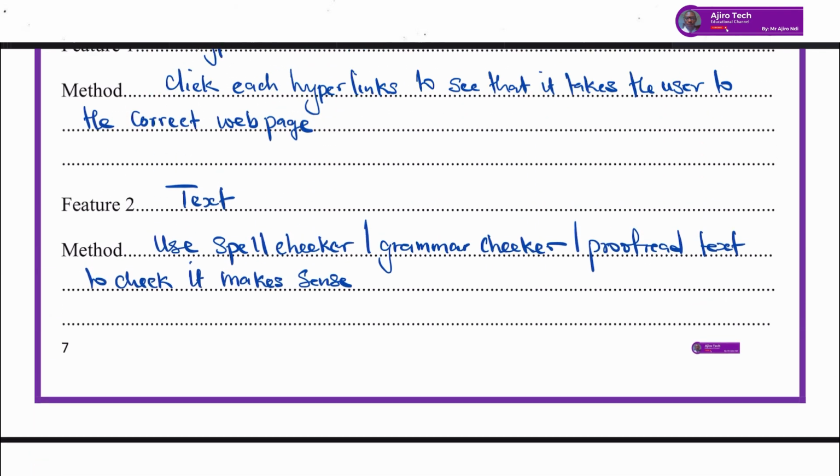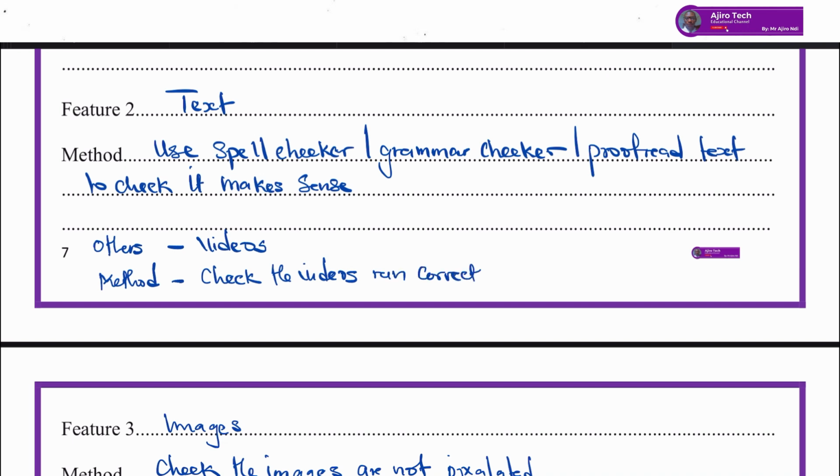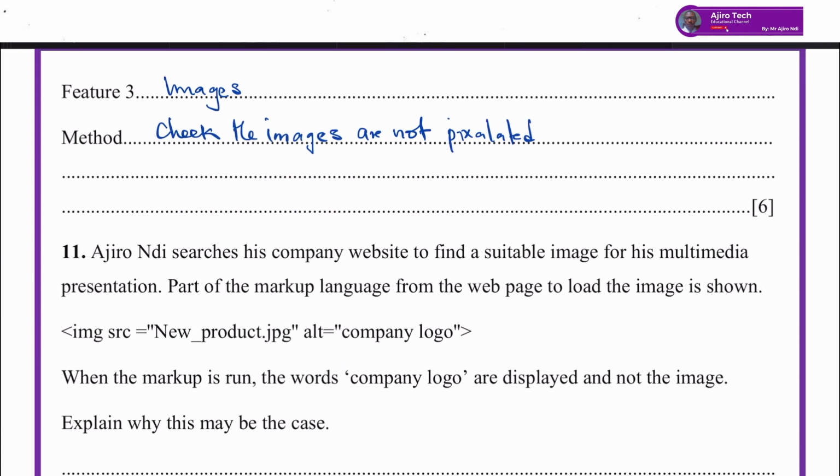We have other things to check here. Permit me to use another one called video. I'll just use this for others, right? So we have video. For a club like Manchester City, you would expect to see some videos of highlights and so on. So for the method here, you want to check the videos run correctly. Okay.